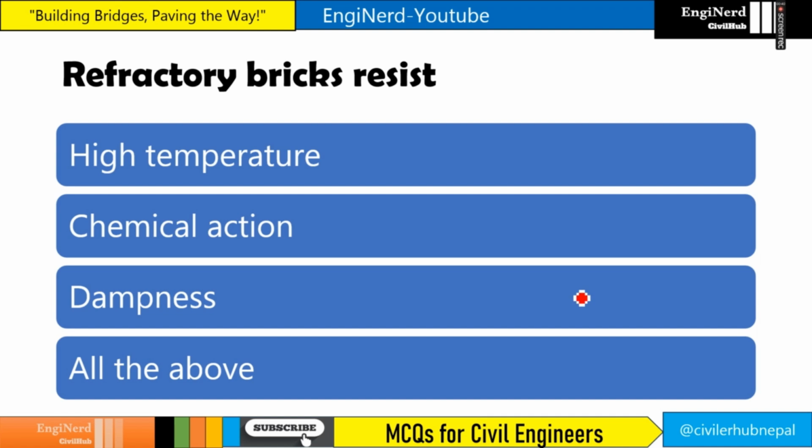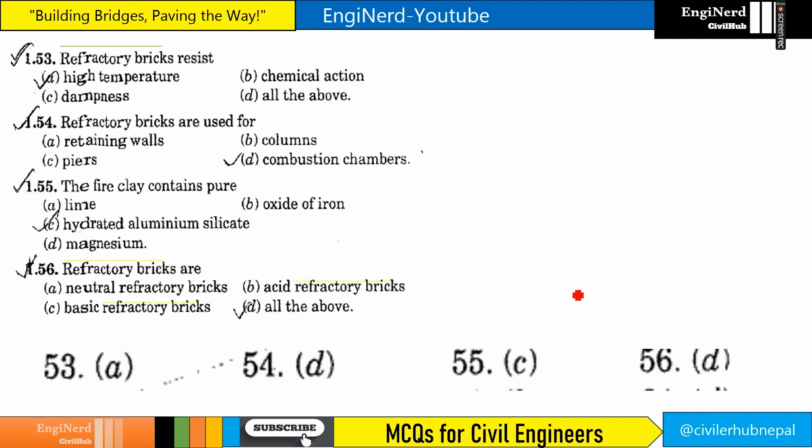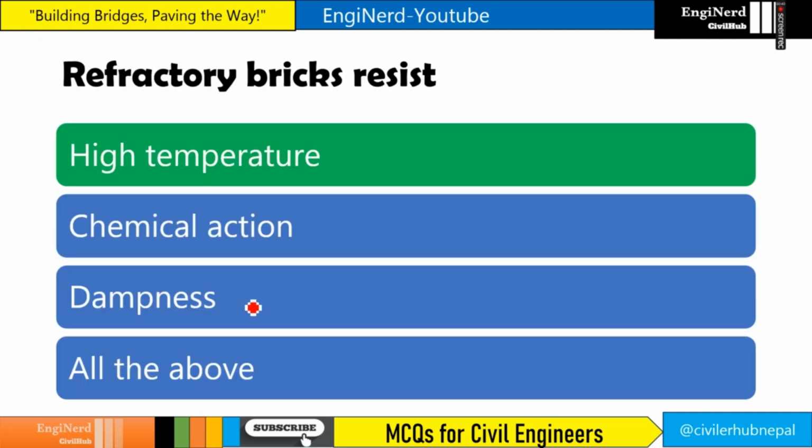Refractory bricks resist high temperature, right? The answer is high temperature. So refractory bricks resist high temperature. These are questions from the book of Agur. Refractory bricks are used for combustion chambers, and the fire clay contains pure hydrated aluminum silicate. And the refractory bricks are neutral, acid, and basic refractory bricks. There are three kinds of refractory bricks. So answer is all of the above. So the answer is high temperature.